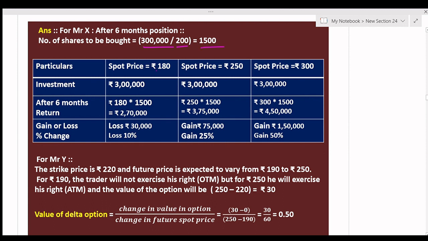Now there are 3 possibilities: 180, 250 and 300. Investment is rupees 3 lakh, 3 lakh, 3 lakh in 3 cases. After 6 months, the return will be 180 into 1,500 is equal to 2,70,000. Here it will be 3,75,000. Here it will be 4,50,000. Gain or loss, first case 180, the loss is rupees 30,000. In the second case, the gain is 75,000, so 25% gain. And in the last case, rupees 1,50,000, gain is 50%.